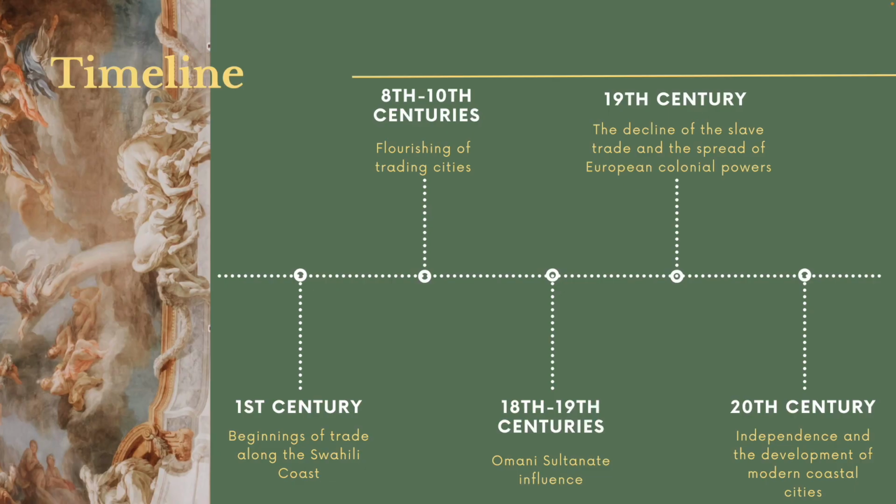So the timeline is just a quick summary of what we've talked about. In a nutshell, 1st century, beginnings of trade along the Swahili Coast. Then in the 8th to 10th centuries, flourishing of the trading cities. So we see trading cities begin to pop up like Kilwa, Mogadishu, etc. In the 18th to 19th centuries, we begin to see the Omani influence in the region. In the 19th century, there was a decline of the slave trade and the spread of European colonial powers. And in the 20th century, we see independence and the development of modern coastal cities.